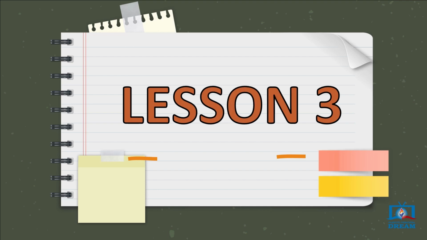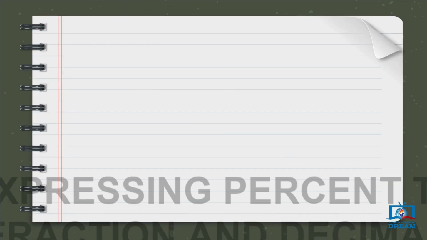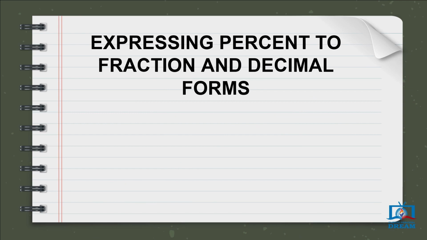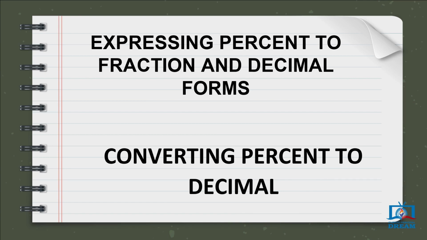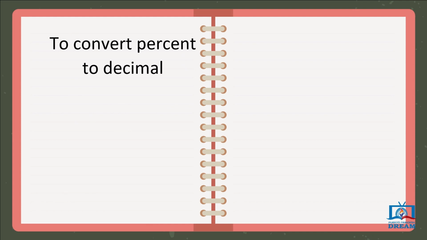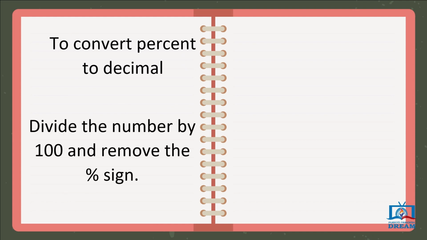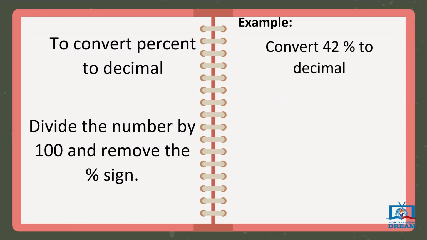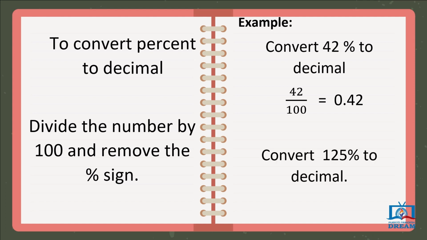Lesson number 3. Expressing percent to fraction and decimal forms. Converting percent to decimal. To convert percent to decimal, we divide the number by 100 and remove the percent sign. For example, convert 42% to decimal. We have 42 divided by 100 is equal to 0.42.